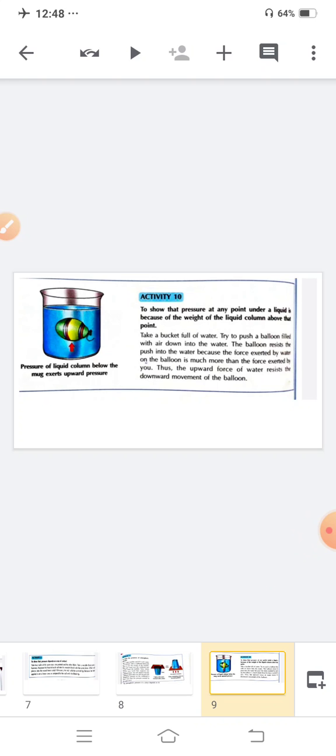So these are some activities which you can perform at home, and you can really observe the noticeable change. Clear? So please try to do these activities at your home.